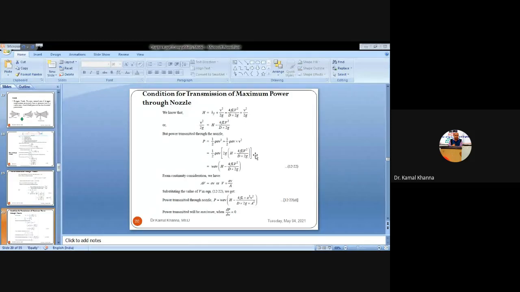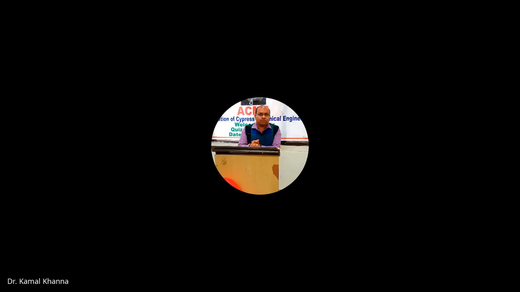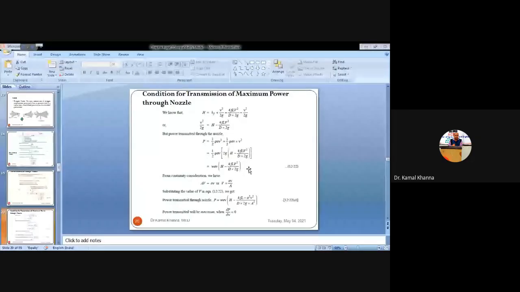So you can say 2 and 2 will cancel out and rho G will become W. So it becomes equal to WAV into H minus 4FL V square by 2GD. Whenever the density is multiplied by G, it becomes the weight of the liquid. So this is WAV into H minus 4FL V square by 2GD.